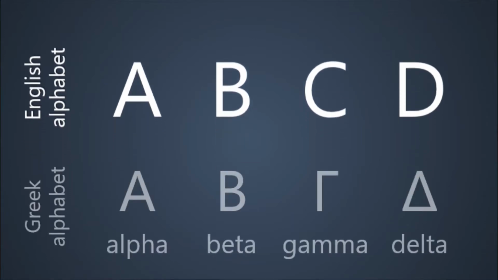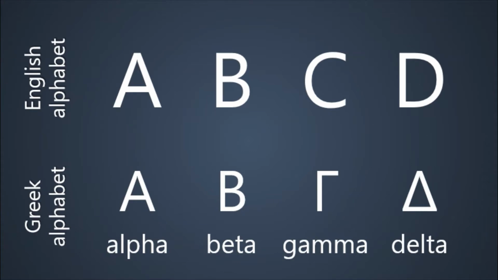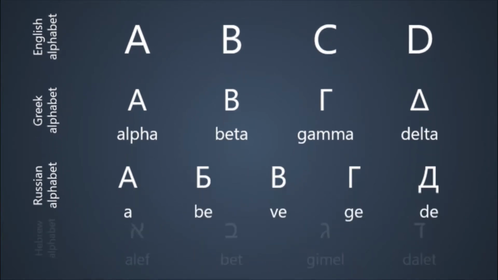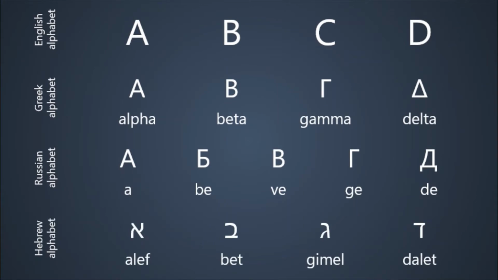The Greek alphabet: alpha, beta, gamma, delta. The Russian alphabet: A, B, V, G, D. The Hebrew alphabet: Aleph, Bet, Gimel, Dalet. You can see that Russian includes an extra letter, but the pattern is clear. It's usual for a G sound to come between the B and the D sound.